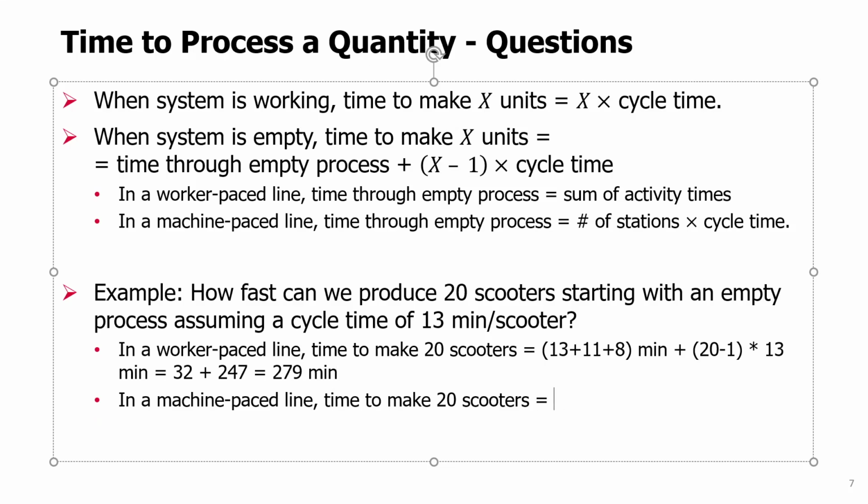If you have a machine-based line, the difference will be that it will take 13 minutes for each of the 3 stations. If you have a mechanism that automatically moves the products from one station to another, the mechanism will move forward each product once per 13 minutes. So to move through 3 stations, it will take 3 times 13 minutes. So the calculation here will be 39, not 32, plus 247. That will be 286 minutes.